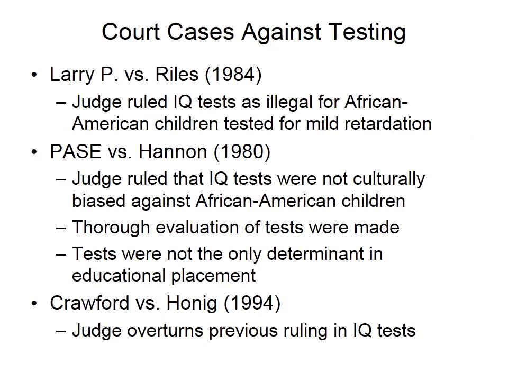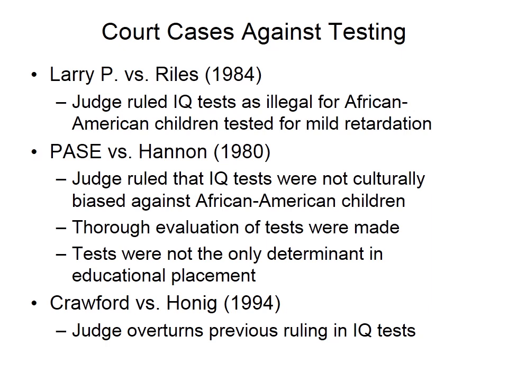So some additional court cases against testing: Larry P. versus Riles in 1984. The judge ruled IQ tests are illegal for African American children tested for mild retardation. So this is again a case where there was adverse impact, basically African American children were more likely to be diagnosed by various IQ tests as suffering from mild retardation. The tests themselves were questioned, and it was found that they were not necessarily valid or culturally normed, and therefore the African American children were not necessarily suffering from more mental disability. They were actually just not as familiar with the testing, and therefore were being given lower scores.